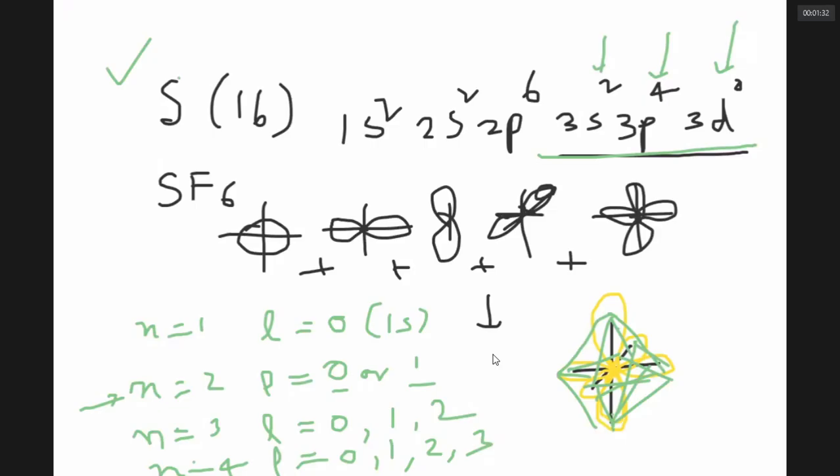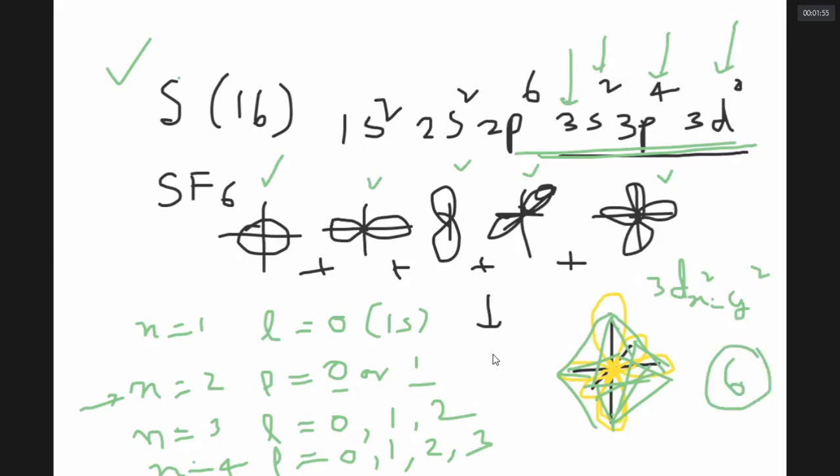In sulfur, the valence shell is number 3. So it has empty 3d orbitals. Hence, sometimes sulfur uses 3s, 3px, 3py, 3pz, 3dx square minus y square orbitals for intermixing to get 6 hybrid orbitals.